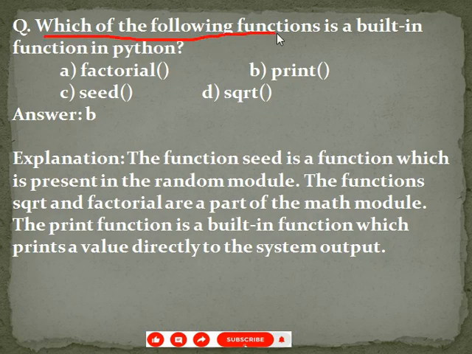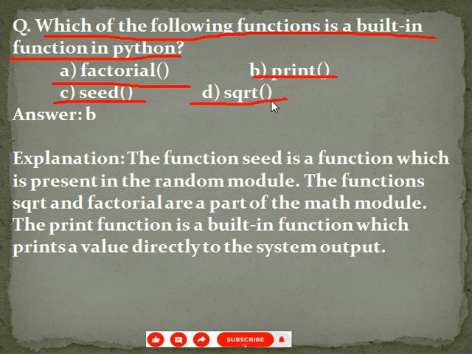Which of the following functions is a built-in function in Python? Given options are option A factorial, option B print, option C seed, option D sqrt. Here correct answer is option B print.